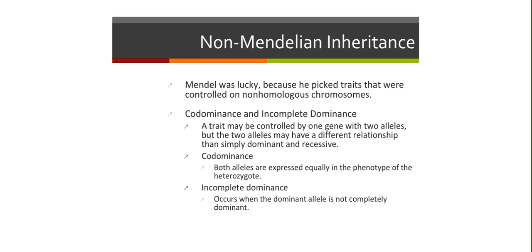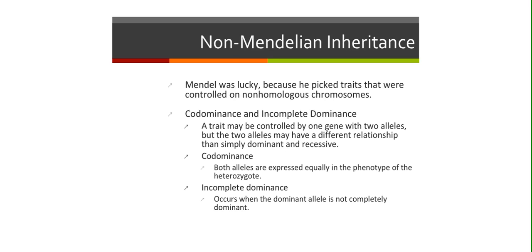I also want to talk about concepts known as codominance and incomplete dominance. And so what those are is that a trait may be controlled by one gene with two alleles, but the two alleles may have a different relationship than simply dominant and recessive. And those types of relationships are known as codominance and incomplete dominance. So again, there's still two alleles present, but there's not a dominant recessive relationship. They have a codominance, and if you are codominant, that means that the traits are expressed equally in the phenotype of the heterozygote.